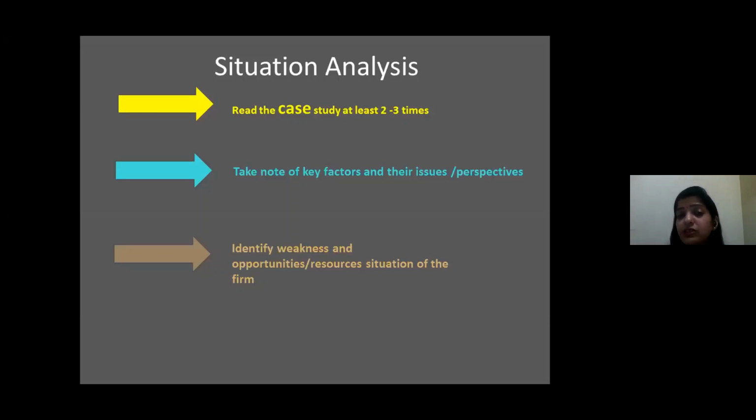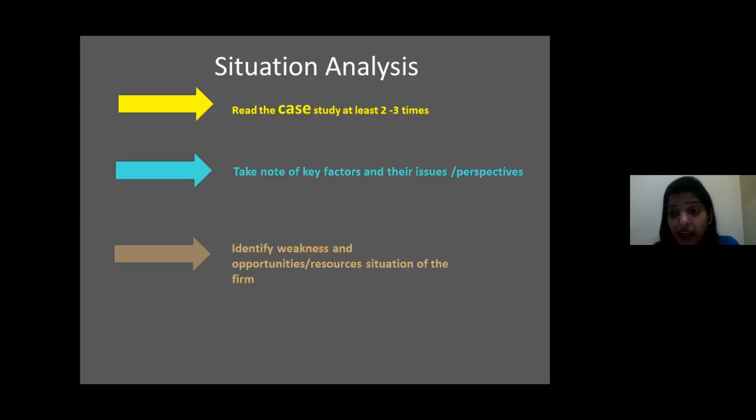Now after the first reading, your task is to get a paper and pen with you while reading it twice or thrice, to write down some key factors. What are the key factors here? The key factors always mean that you have to write down the main important factors.